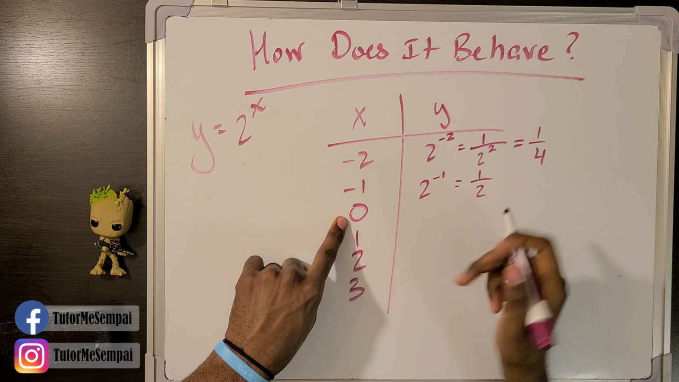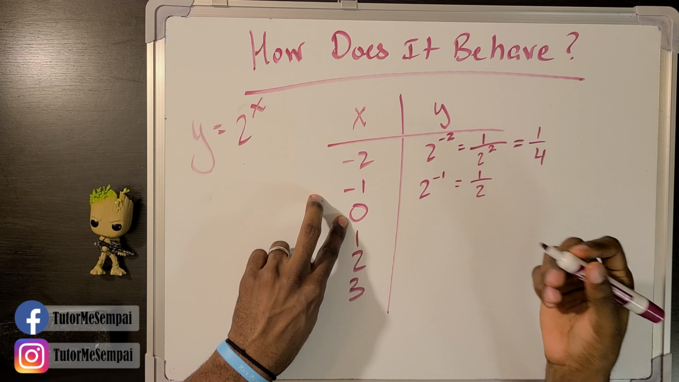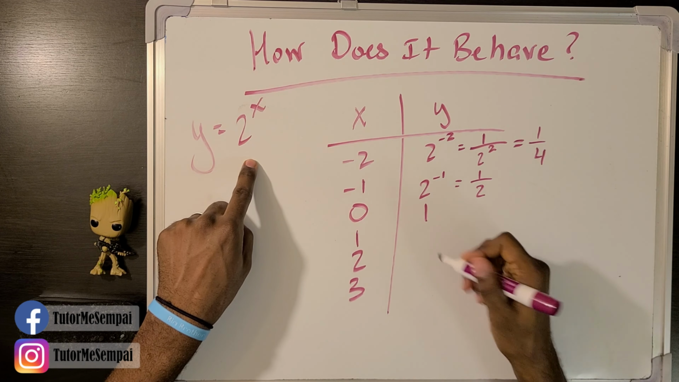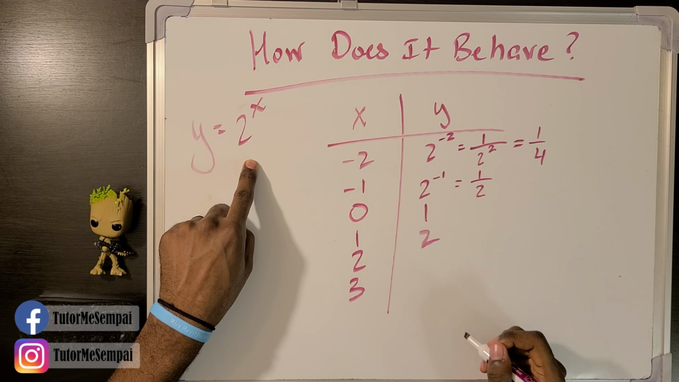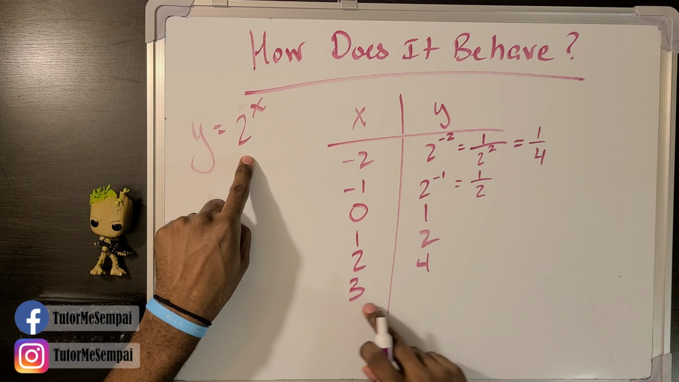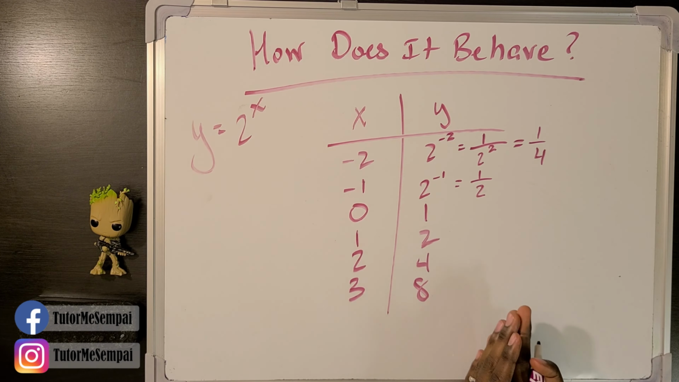How about 0? Well, 2 to the 0, anything to the 0 power is going to be 1. How about 2 to the first power? Well, we're going to get 2. 2 to the second power, 4. 2 to the third power, 8. So you see how this is behaving, right?